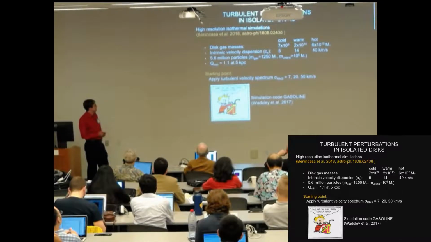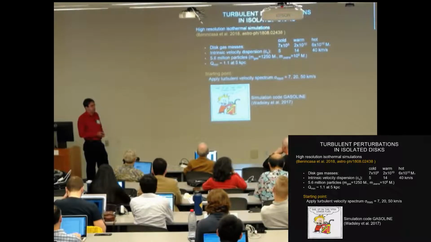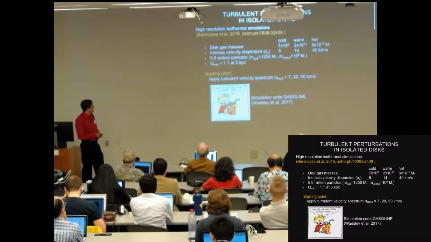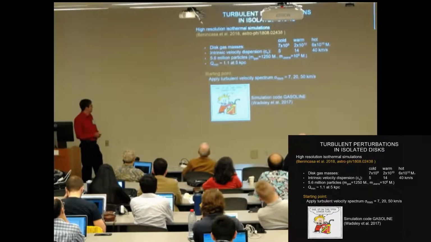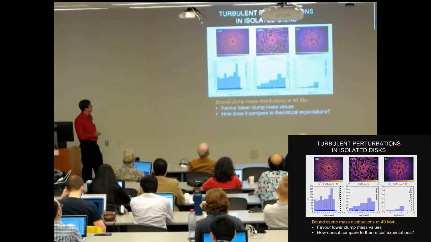We characterize our models in terms of three velocity dispersions, 5, 14, and 40 kilometers per second, but that's a proxy for a velocity dispersion, essentially. We're using the isothermal equation of state to handle that. We picked a Q-min of about 1.1 at 5 kiloparsecs, so these are theoretically stable to axisymmetric linear modes. And the first thing we did was just put a turbulent velocity spectrum on top with a velocity dispersion slightly higher than the isothermal one, and just see what it does.